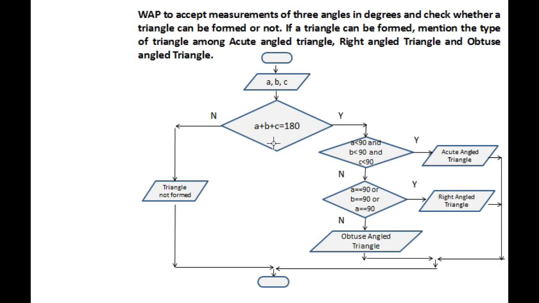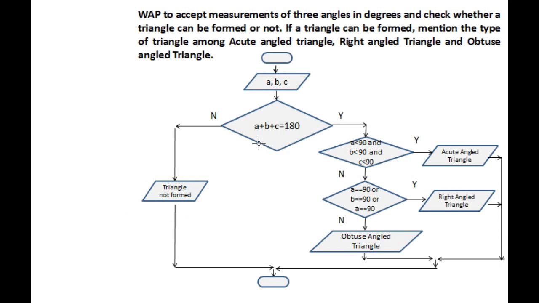So if you notice, the flowchart says we are taking the 3 inputs, this time not the lengths but just the angles in degrees. Now if we are adding the three angles and we find that the sum is equal to 180, then in that case we can say that the triangle is possible. And if that is not the case, then we are going to say that the triangle is not formed.